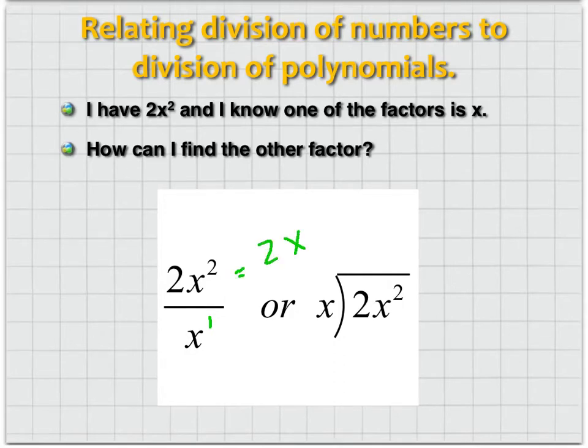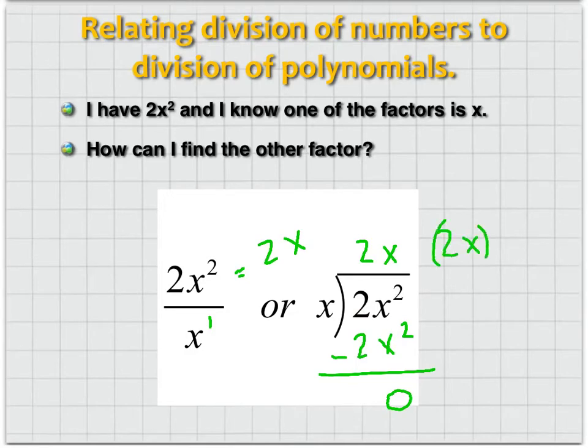Now over here, think about this. How many times does x go into 2x squared? Well, it goes in 2x times, right? So 2x times x is 2x squared. You subtract and you get 0. So that means 0 remainder means that x is a factor of 2x squared. And if I were to write this, 2x times x gives me 2x squared. So these two are the factors of 2x squared.